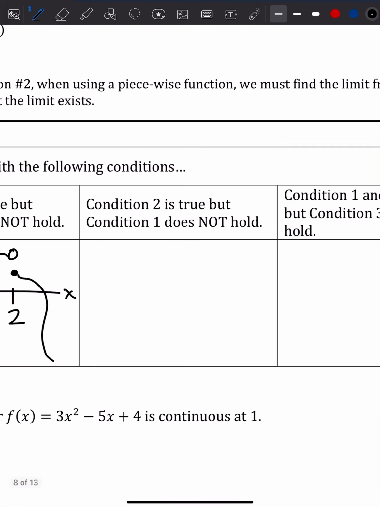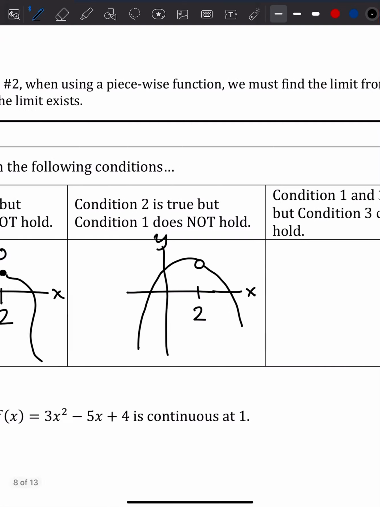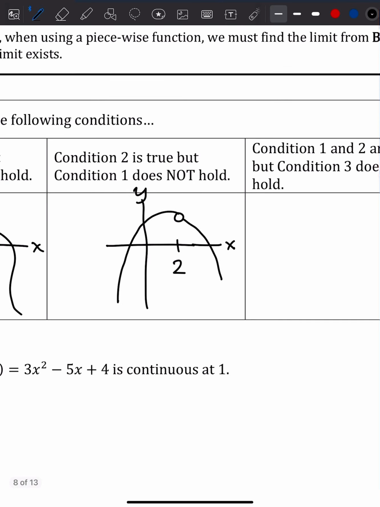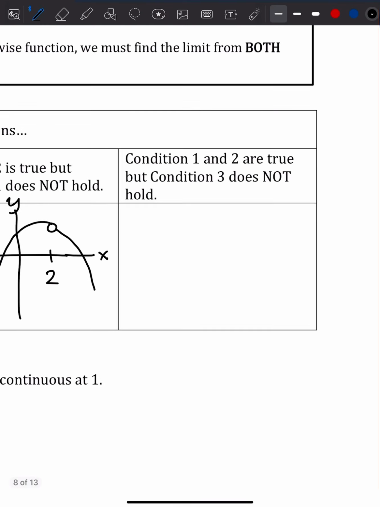Condition 2 is true, but condition 1 does not hold. So condition 2 true means they have a limit. Condition 1 not holding, meaning they don't have a y value. Could be something that looks like this. We'll do it at 2 again. We have a value our lines are going towards, but there is not a specific y value at x equals 2. So our point is not defined, but our limit exists.